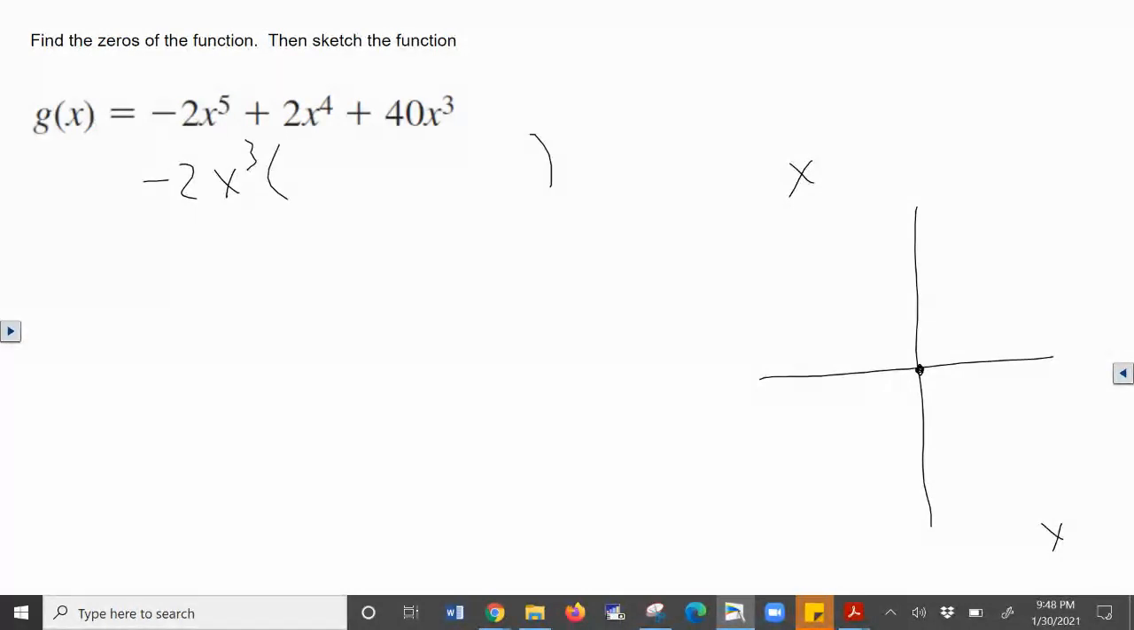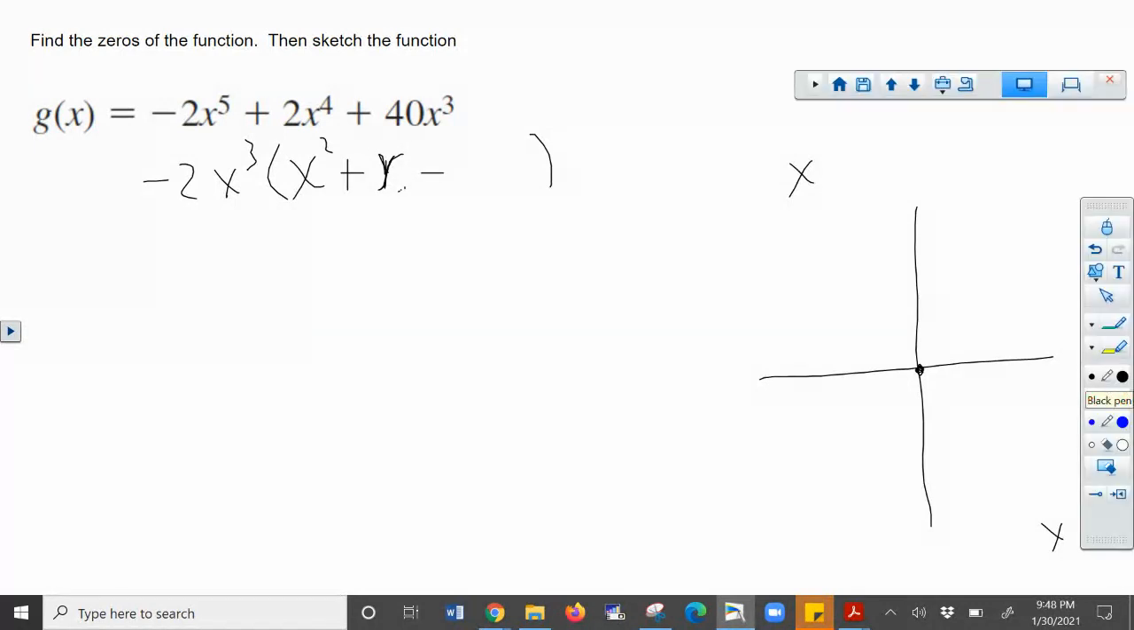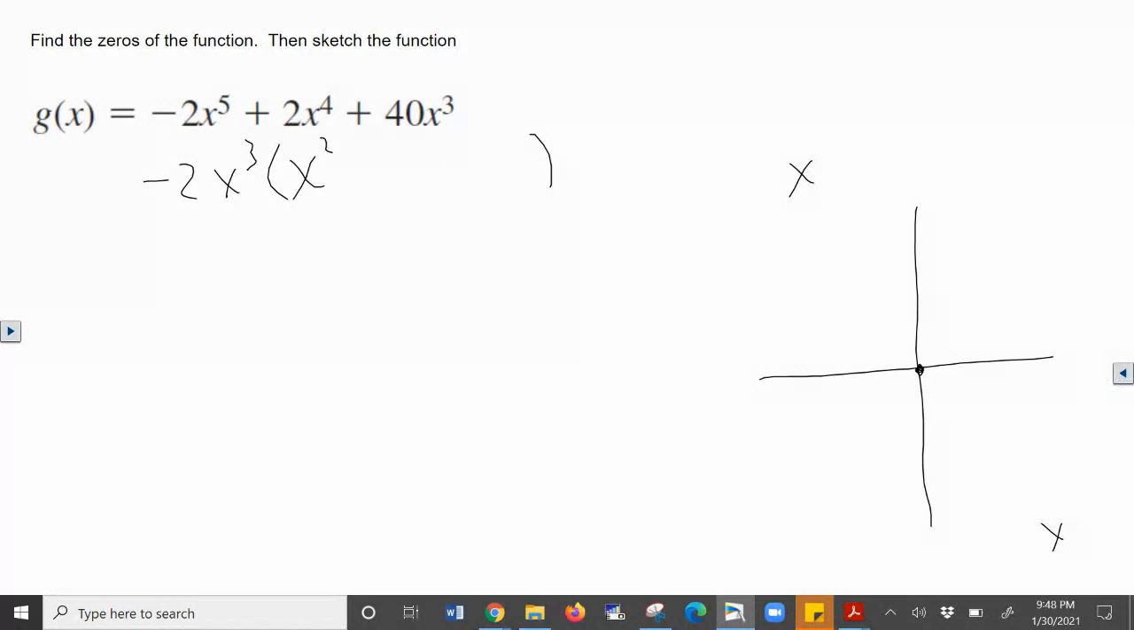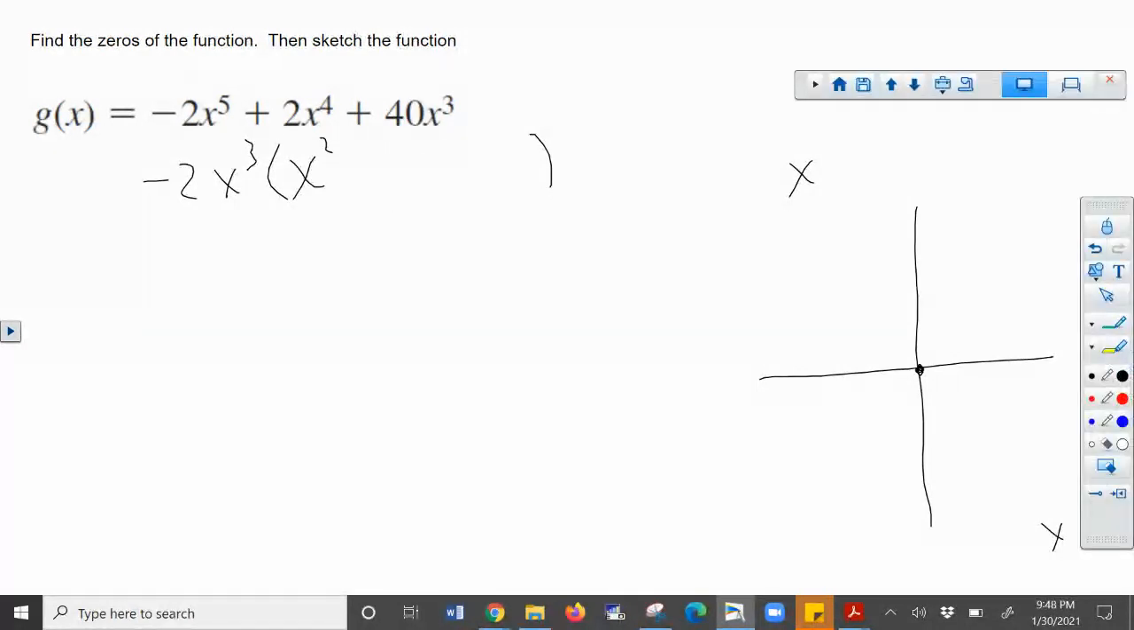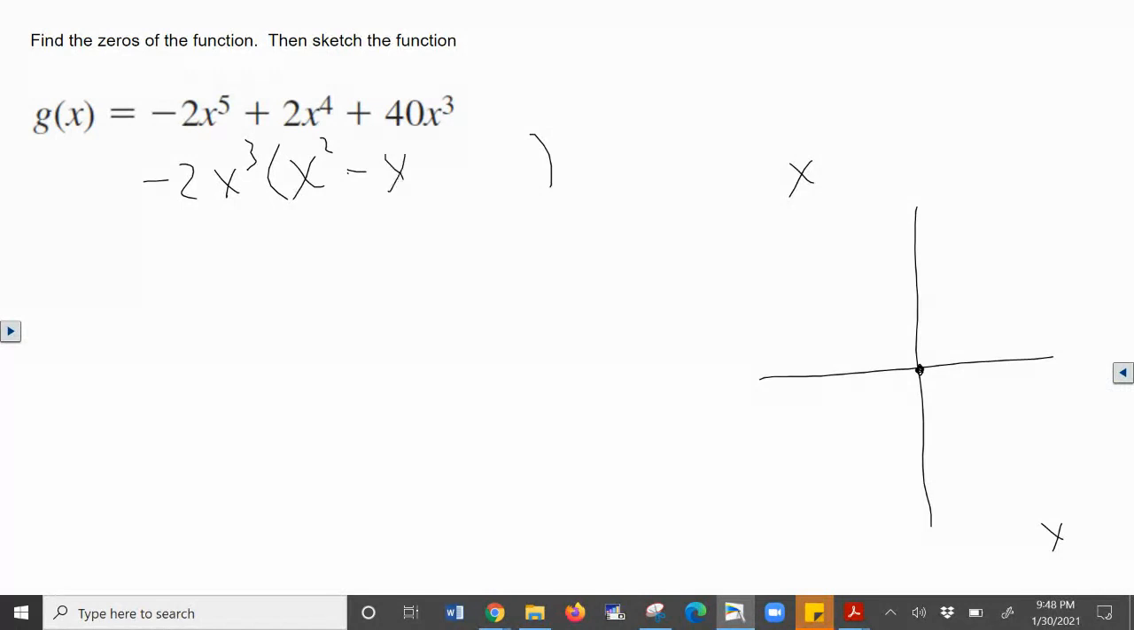I always find it easier to factor stuff when the leading coefficient is positive. So if I take out 3 x's, because all of them have at least 3 x's, I'm left with x squared plus x, or x squared minus x, sorry, because we're dividing by negative 2, right? So x squared minus x minus 20.